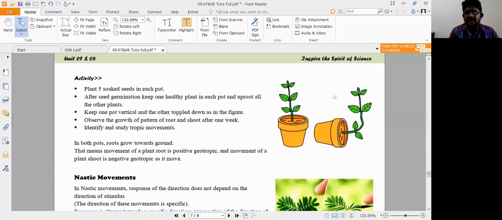You can see the first diagram given here. It will be growing upward vertically. The other one bends and moves vertically up. This is because the stems are always moving away from the earth, or else towards the light. So we say the stems, the shoots, show positive phototropism or negative geotropism. Okay. Identify and study tropic movements.